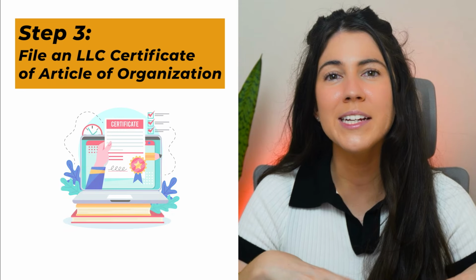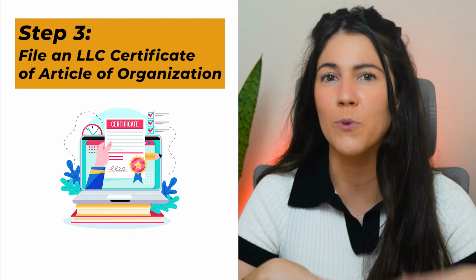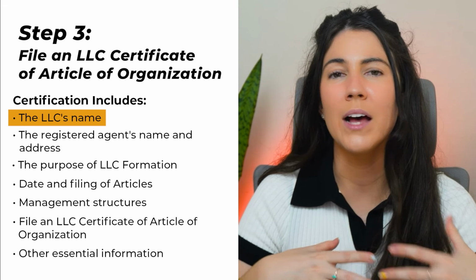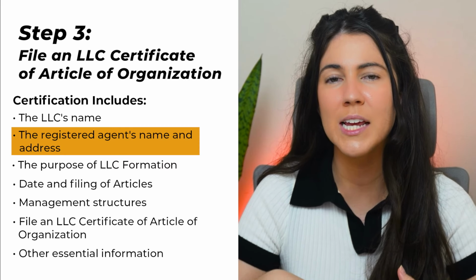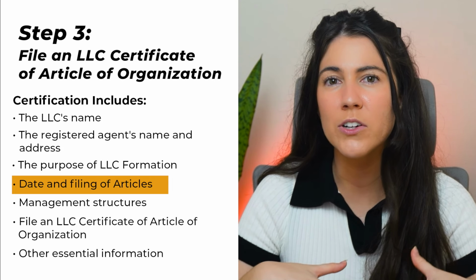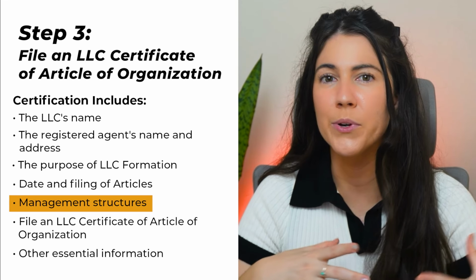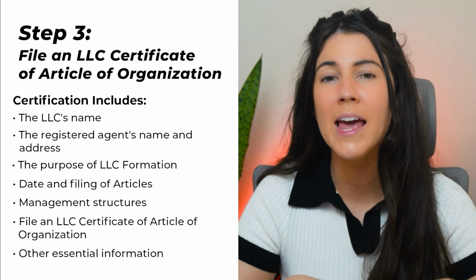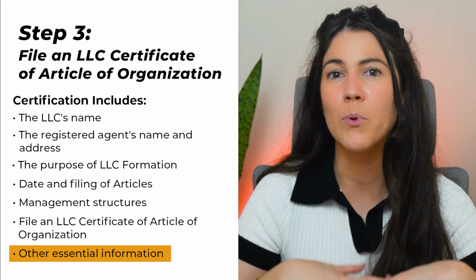Okay, so step 3 is to actually file your LLC articles of organization. This is going to include the LLC's name, the registered agent's name and address, purpose of LLC formation, date of filing of articles, management structure, so who are the actual managers of this company, and also a bunch of other really important things.